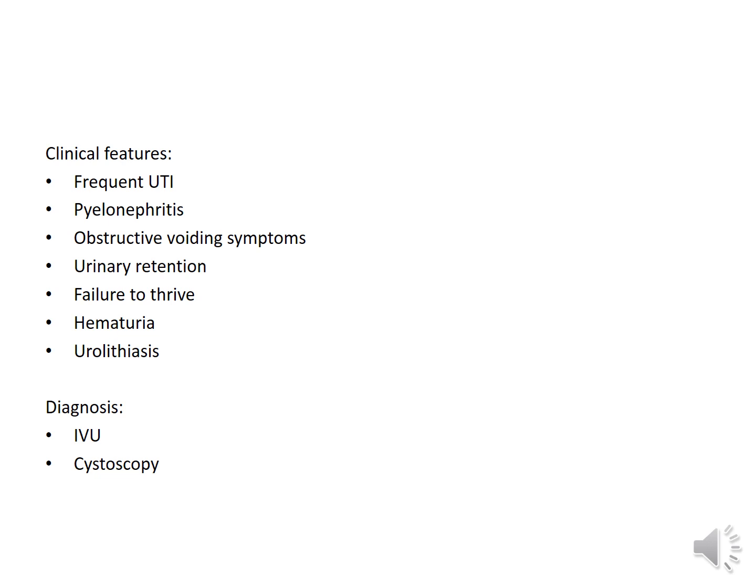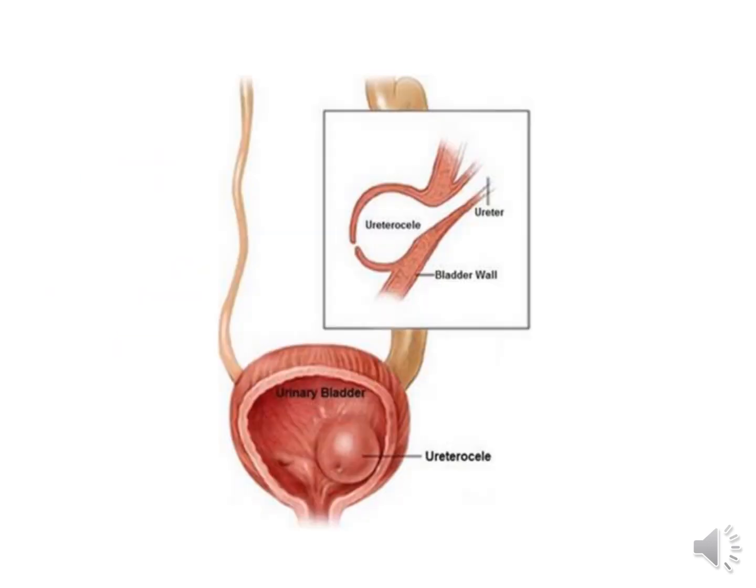Clinical features are frequent UTI, pyelonephritis, obstructive symptoms, urinary retention, failure to thrive, hematuria, or there can be stones in the bladder, that is urolithiasis. Diagnosis is during cystoscopy. So this is the gross image showing ureterocele in the urinary bladder. In the insert you can see there is the ureter and at the terminal part of the ureter there is cystic dilatation. So this is called ureterocele.